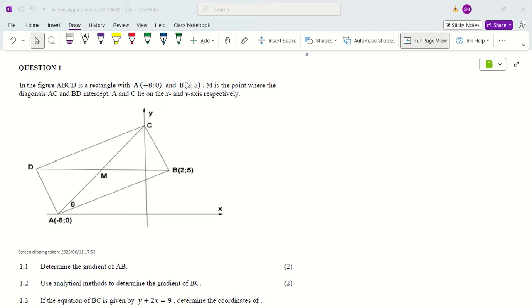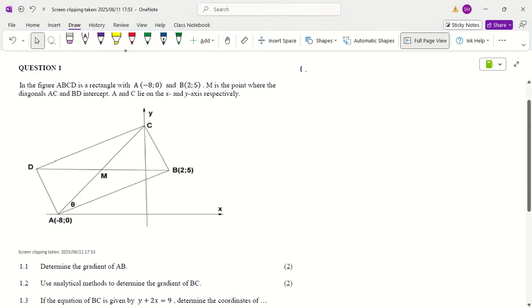For question 1 we are given that the figure ABCD is a rectangle, and M is a point where the diagonals intersect, and then A and C lie on the x and y intercepts respectively. So let's just go straight to the question.